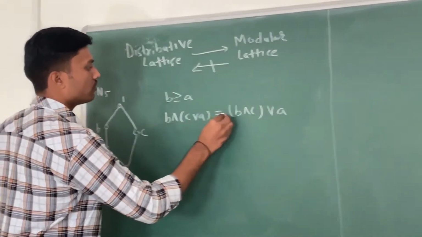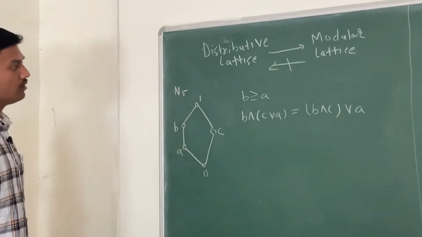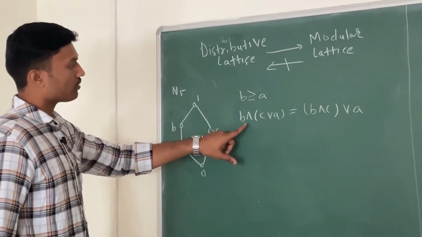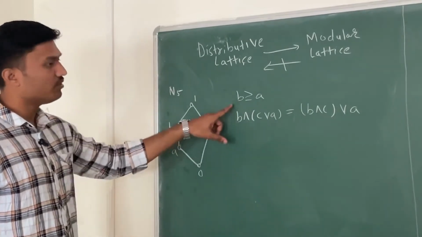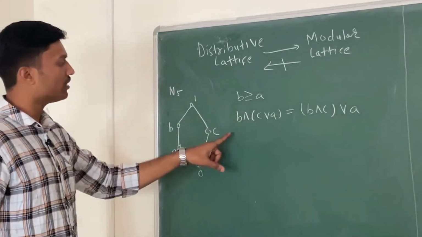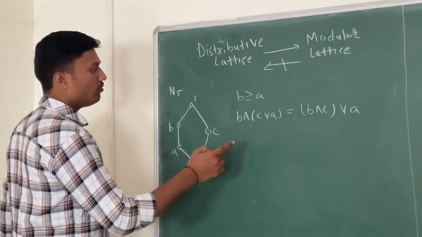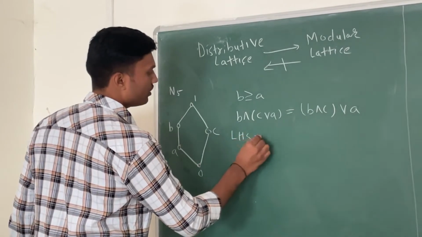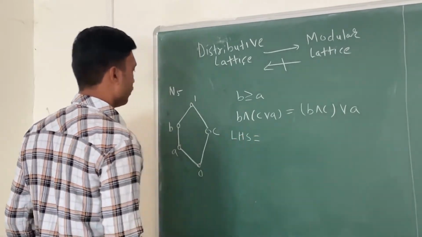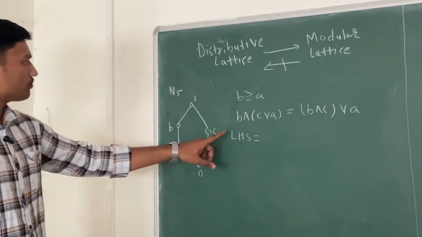We have to check whether it is equal or not. Here B is greater than A, hence we can write this definition like this. Now we will check whether LHS is equal to RHS or not.